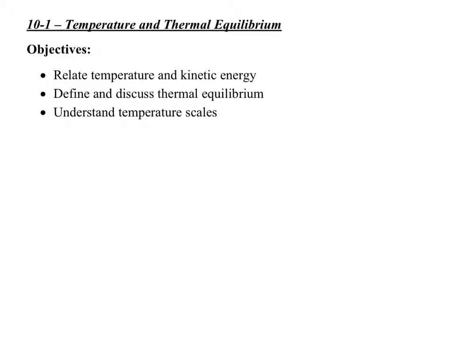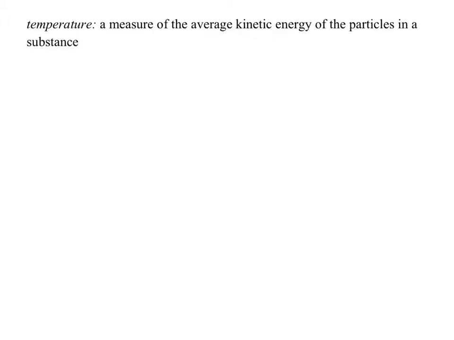What are the sections in Chapter 9? Not Chapter 9 and 10. Chapter 9 and 10. So, Section 10.1 is about temperature and thermal equilibrium. We're going to talk about temperature and kinetic energy, thermal equilibrium itself, and then temperature scales. Okay, so those are the three main objectives here. A lot of this beginning you should recall from some chemistry and some physical science stuff.